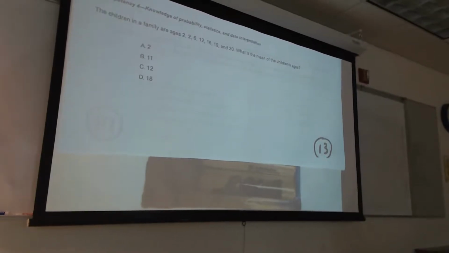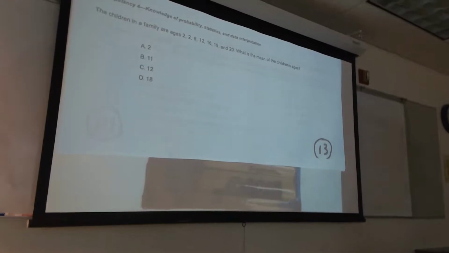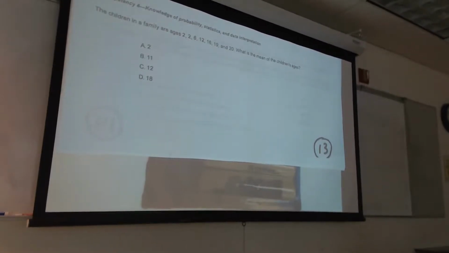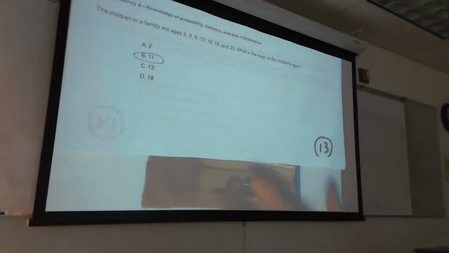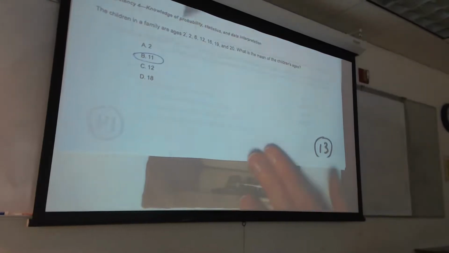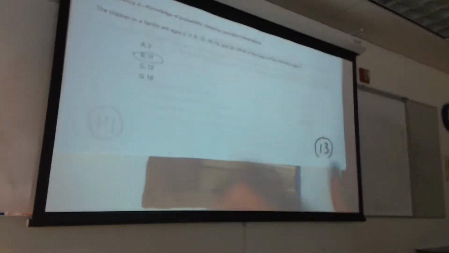Okay, what's the mean? How do you find the mean? Add them up and divide by how many there are. So, what do you get? 11. You just add them up, 2 plus 2 plus 6 plus 12 plus 16 plus 19 plus 20, and divide by 1, 2, 3, 4, 5, 6, 7.